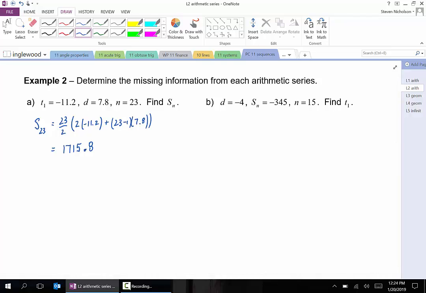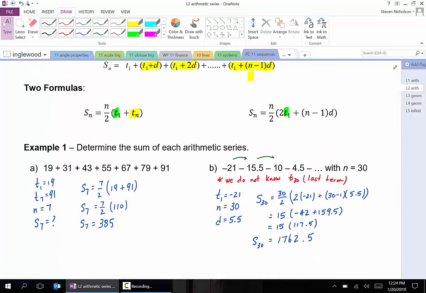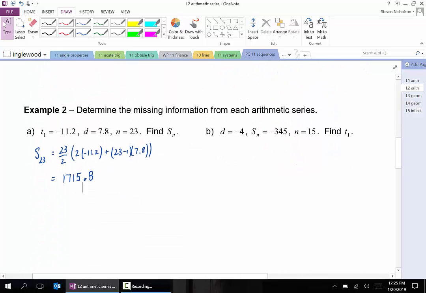Now the second one, again, here's this algebra piece where, what do I know? I know d, I know s of n, I know n, and I want to find the first term. So in looking back to our two formulas, if I want to find t1, well, t1 is in both of my formulas. But based on what I know, we're going to use the second one. Because again, we know d. We don't know t1. That's what we want to figure out. We don't know the last term. So it really is the second formula.